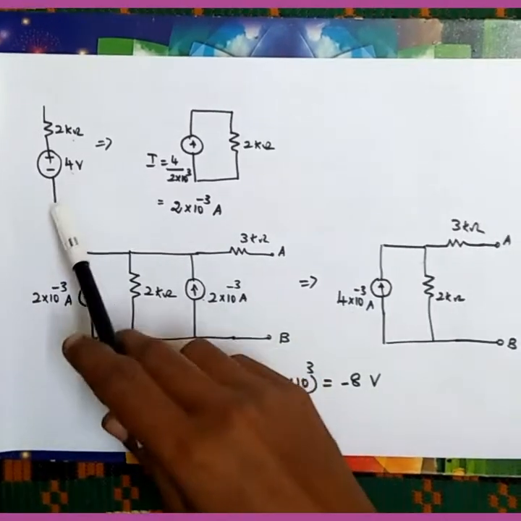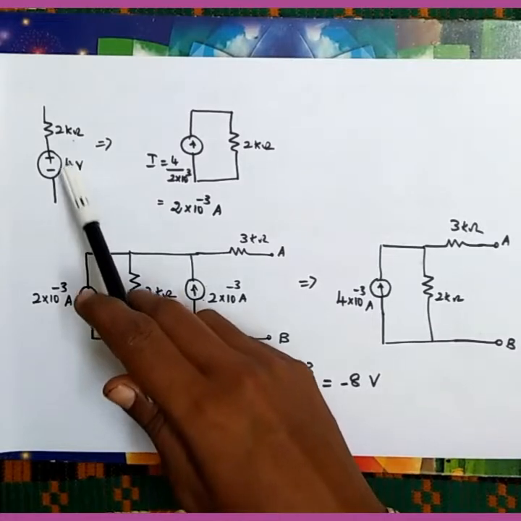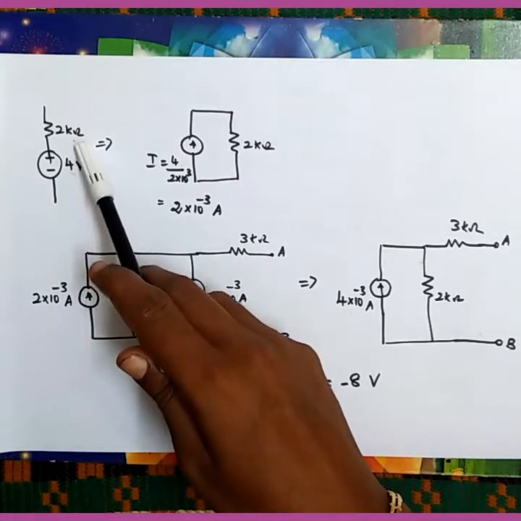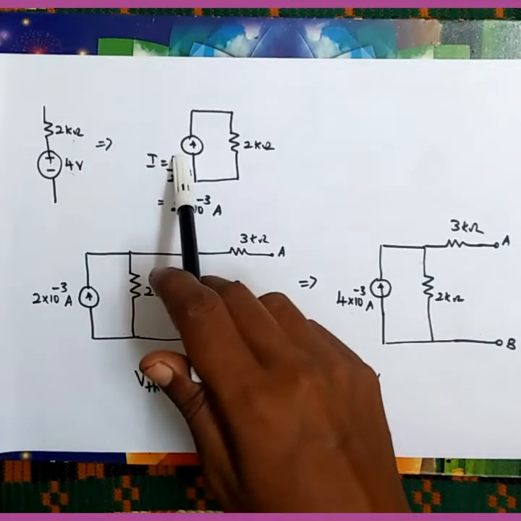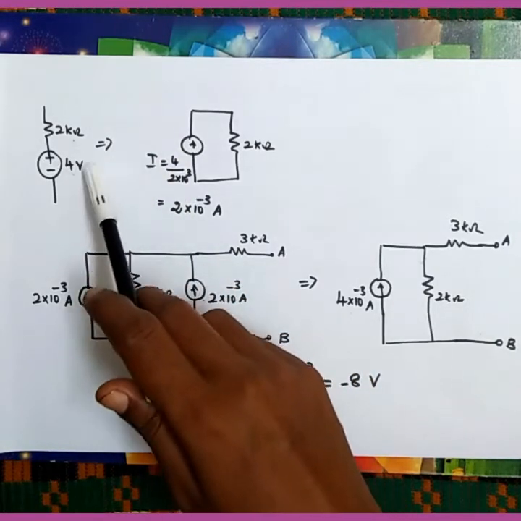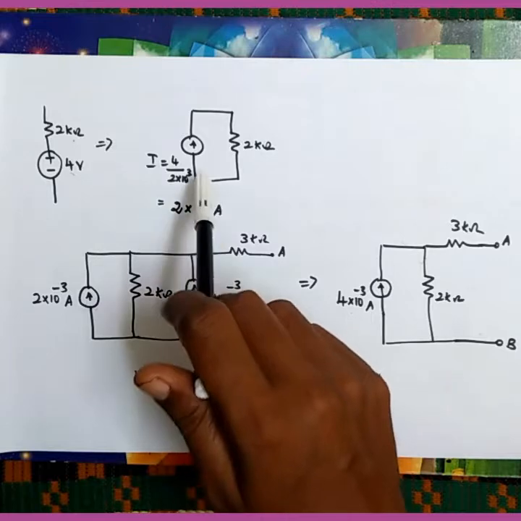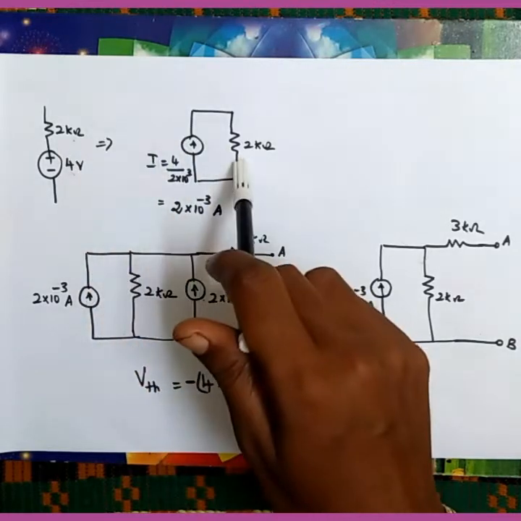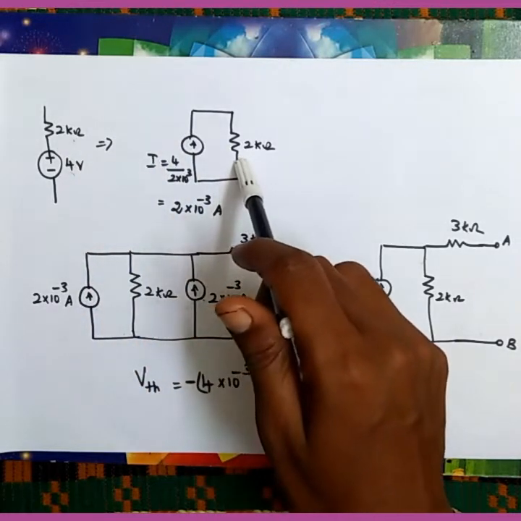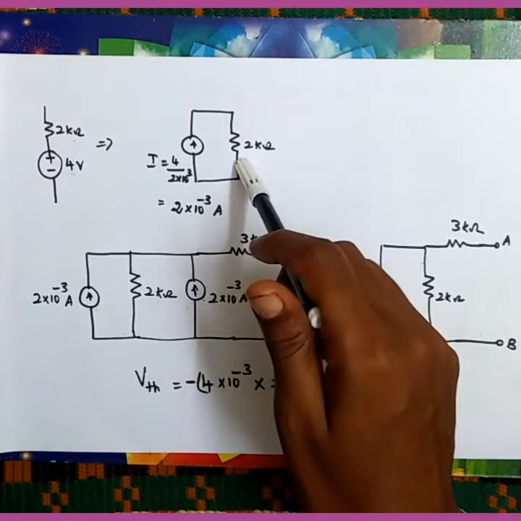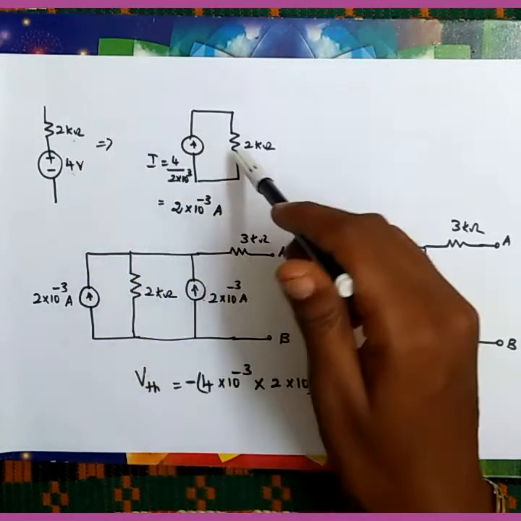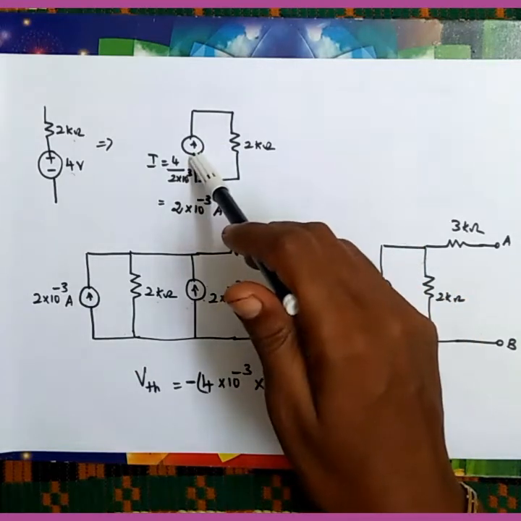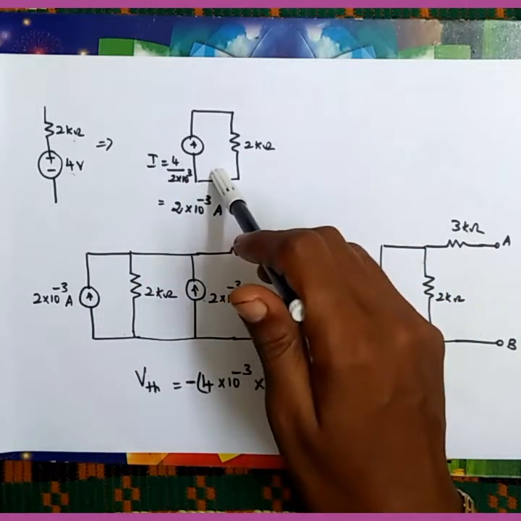Now we have the voltage source, the 4 volt battery, in series with the 2 kilo ohm resistor. Now we are going to transform this to a current source. So I is equal to V by R. 4 divided by 2 kilo ohm will give you 2 milliamps, and you should have the same resistance value. But one thing we have to keep in mind is that the resistor that was in series with the voltage source needs to be connected in parallel with the current source. This thing you have to always keep in mind.